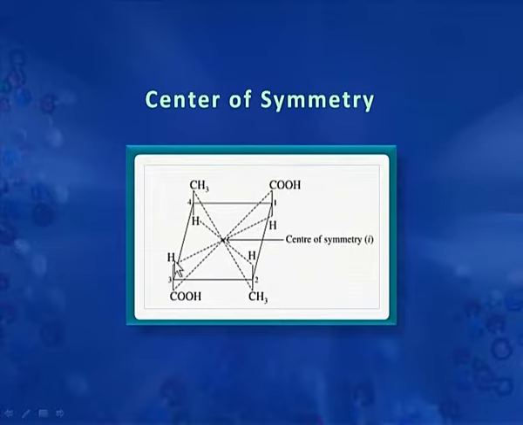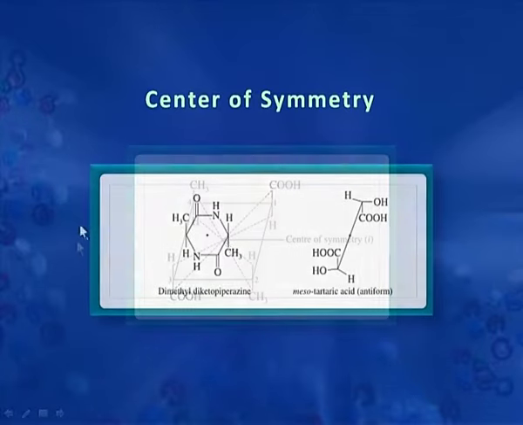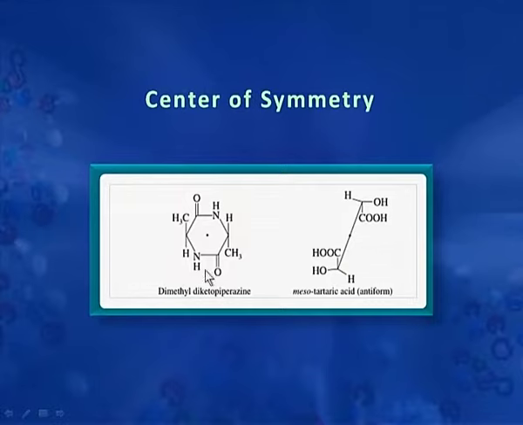Similarly, if I start from this hydrogen and move to this point and then extend this line beyond it, we will meet another hydrogen. Similarly, for the methyl group, we find that after an equal distance passing through this point, we get a methyl group. Such a point in a molecule is called center of symmetry. Center of symmetry is also represented by small i. Let us see it in some other molecules also.